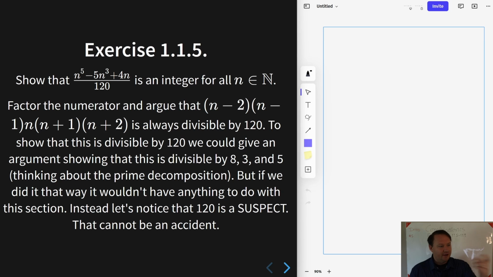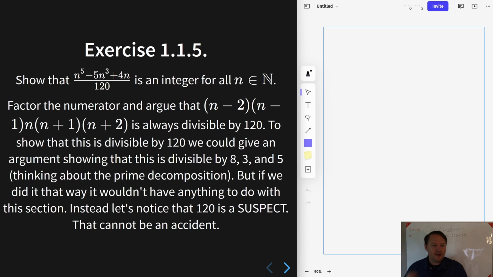And here's the reason. We factorize the numerator. You can figure out that this is the factorization because obviously n factors out, and then in what's left over, you can plug in 1 and see that 1's a root, and you can do long division. You get this factorization, and you notice that the factorization is 5 consecutive natural numbers, or integers at least, and we want to prove that this is divisible by 120.